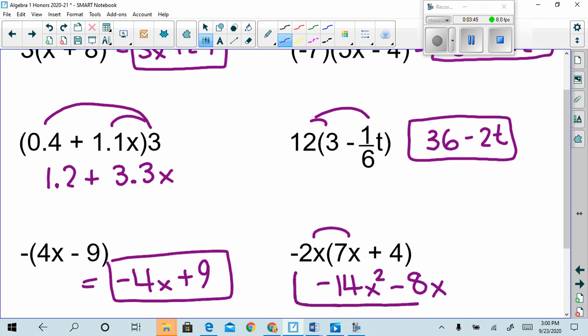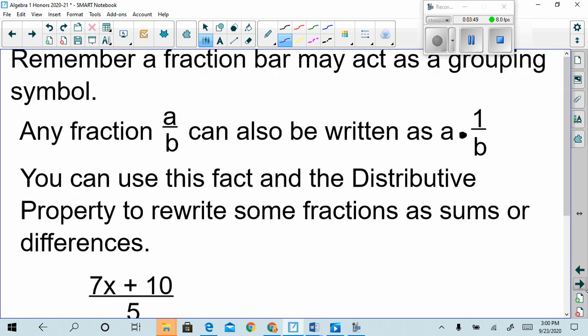It could be distribution over addition or subtraction. One more thing we want to look at is reminding ourselves that the fraction bar acts as a grouping symbol. What does that mean? Well, if I take a fraction like a divided by b, it could also be written as a times 1 over b, which means I can separate it. Remember that division is called multiplying by the reciprocal. So you can use this fact and the distributive property to rewrite fractions as sums or differences.